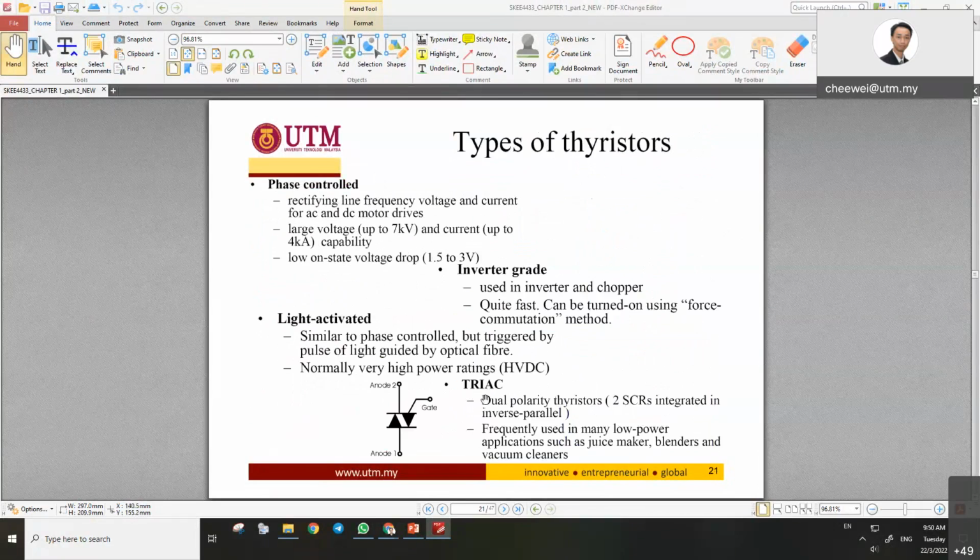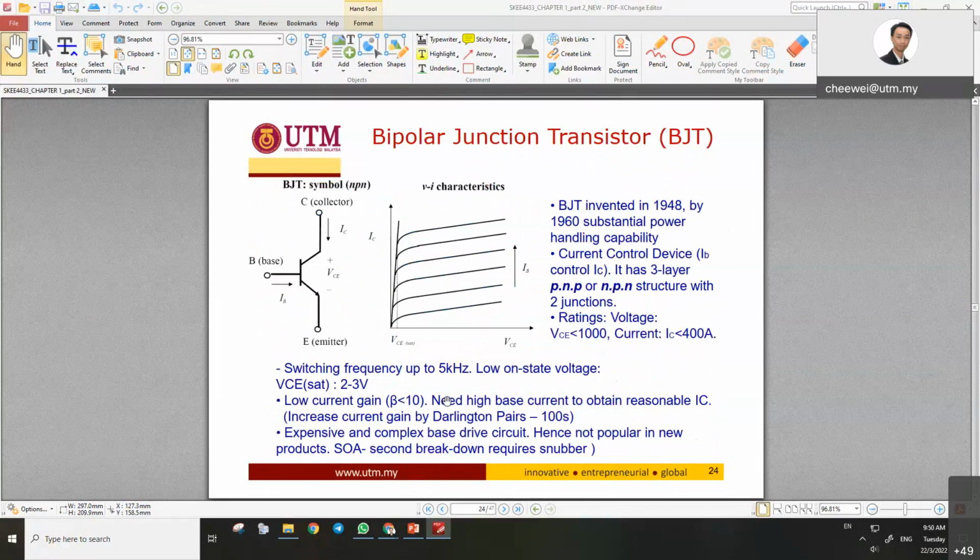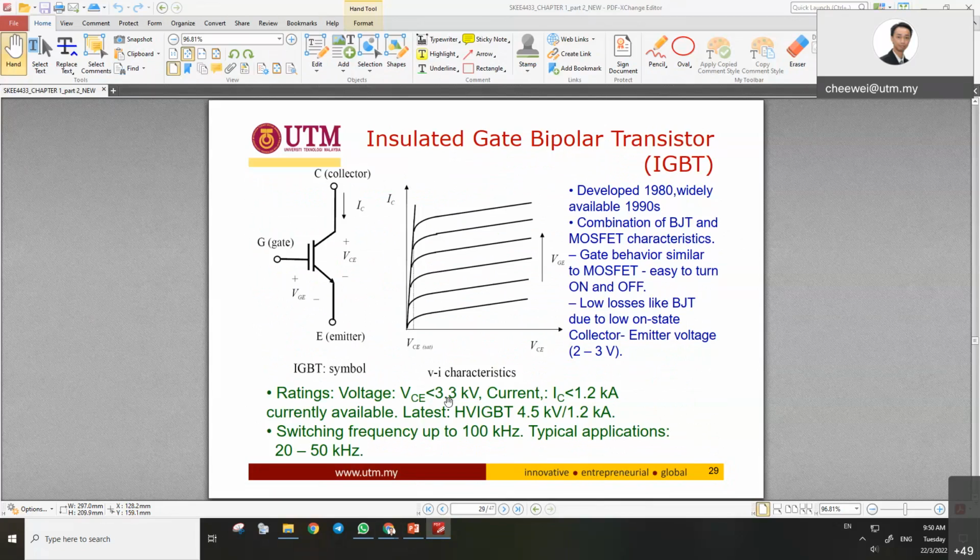And what about the expansion of thyristors? We call it triac. What is the symbol of triac? This one. And then what is IGBT? Where does the IGBT work in the characteristics? And what is the symbol of IGBT?